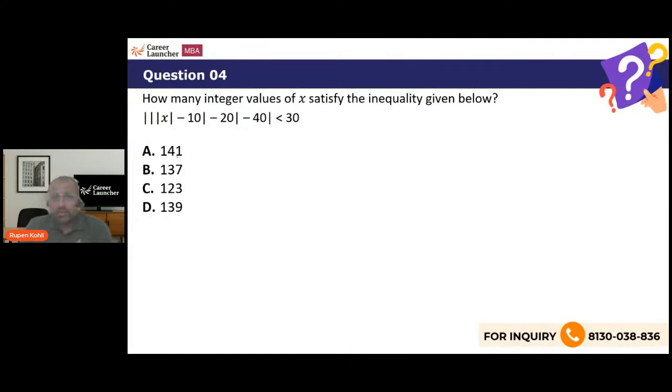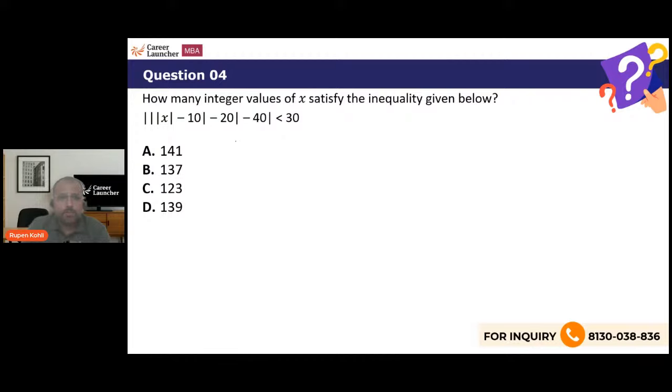Now an inequality I would like to solve regarding modulus, and as you can see it involves repeated usage of the modulus. Inside we have mod x minus 10, then we subtract 20 and take mod on that, and then again subtract from 40, mod on that is less than 30. How many integer values of x satisfy this inequality? Let's see.